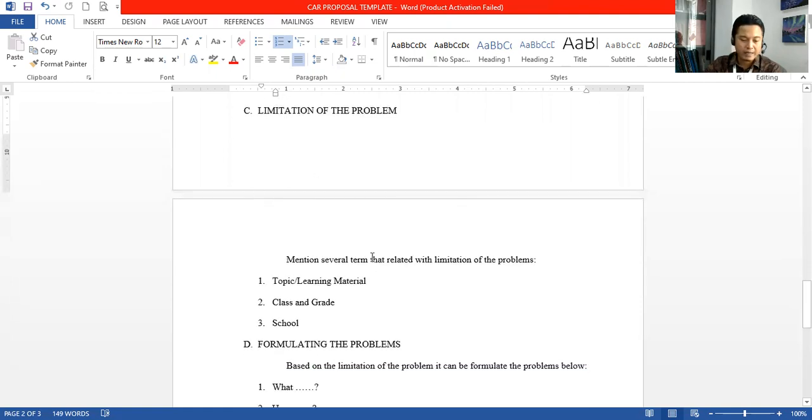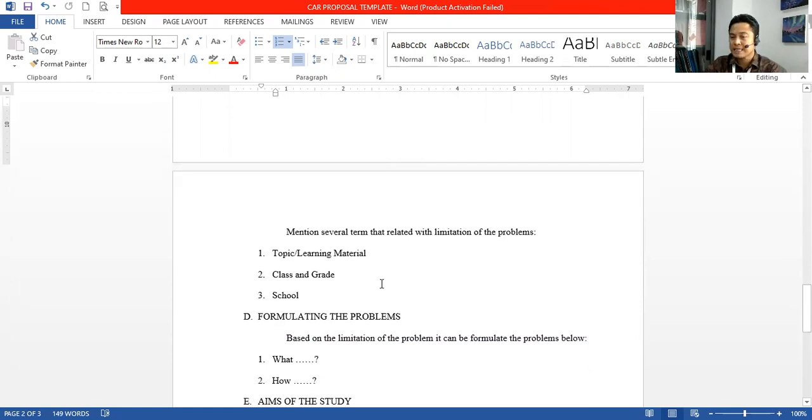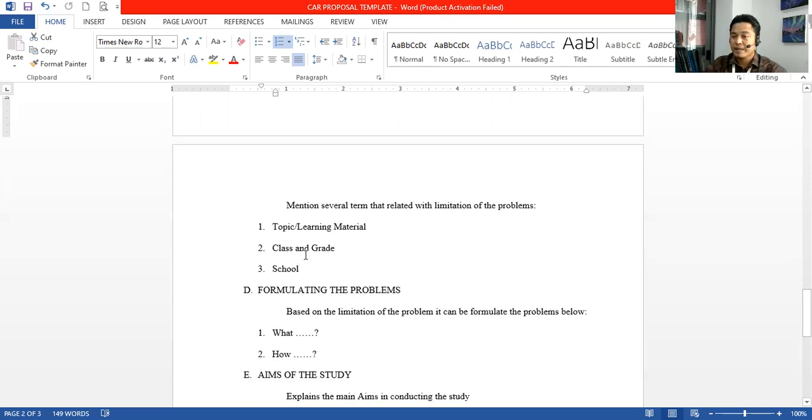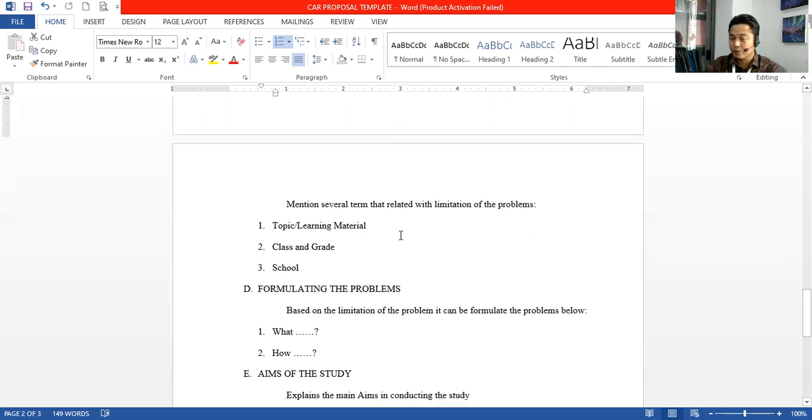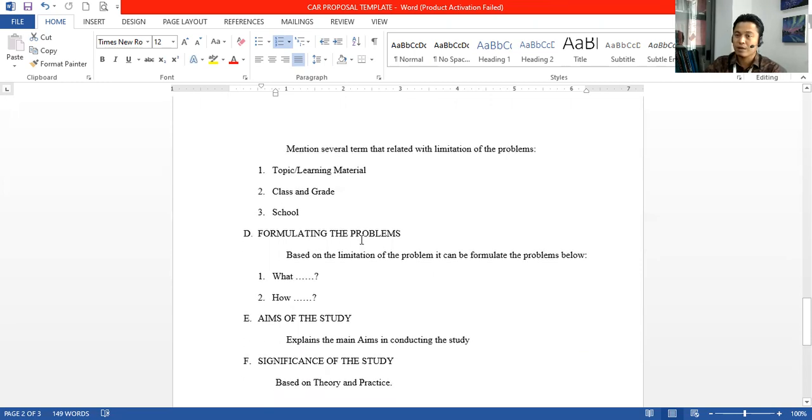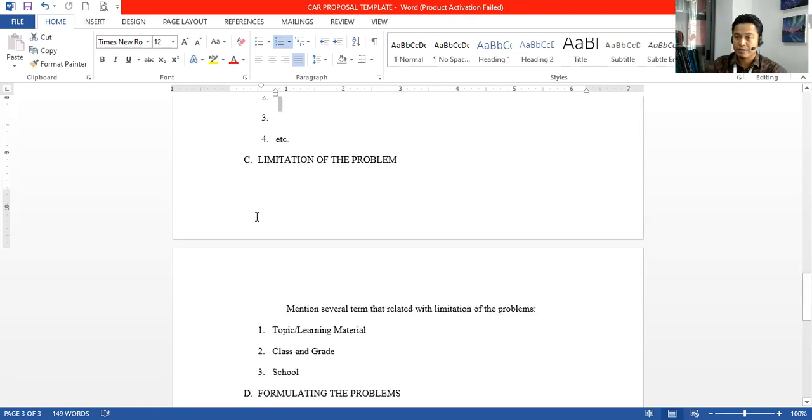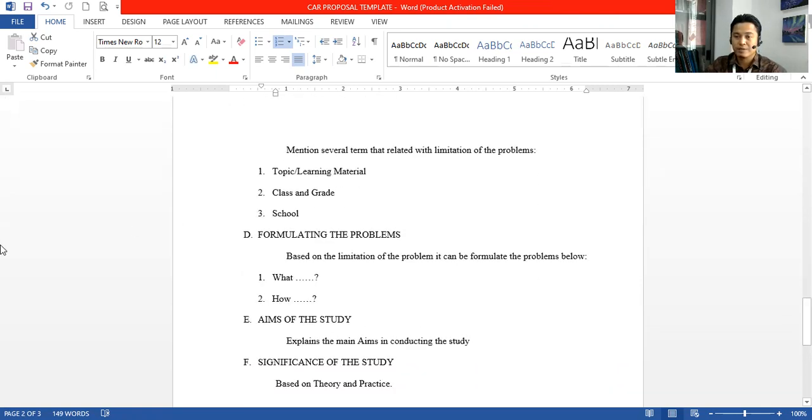Making the limitation of the problem consists of several things that are really relevant, that really will limit your research. You may start by mentioning what kind of topic you're going to discuss for the study, and then what kind of class and also grade you are going to teach. On a certain school, and also the specific school as the setting of the research. That will be the limitation of the problem.